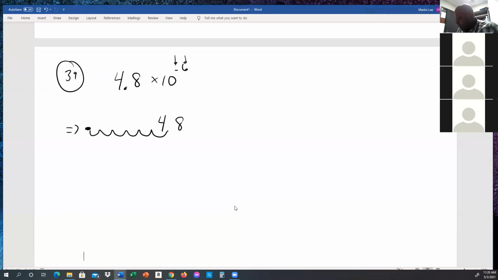Here's my decimal, and then fill in zeros here. And then I'll add a leading 0 here. 0.1, 2, 3, 4, 5. 1, 2, 3, 4, 5, 4, then 8. This is the number in standard notation.